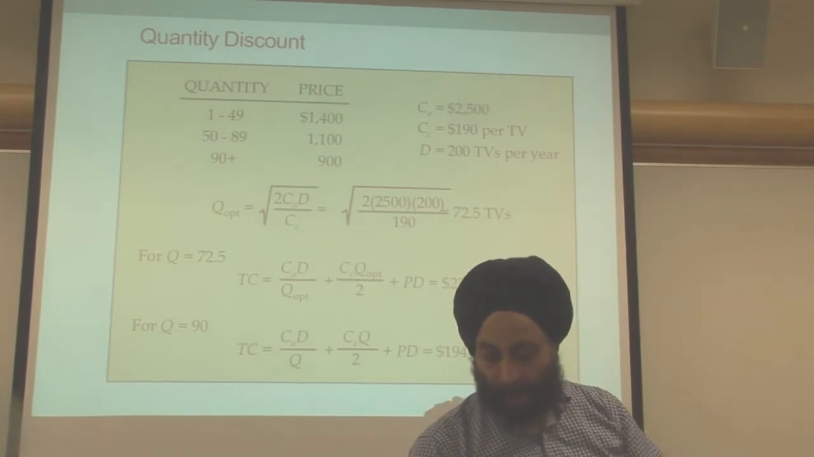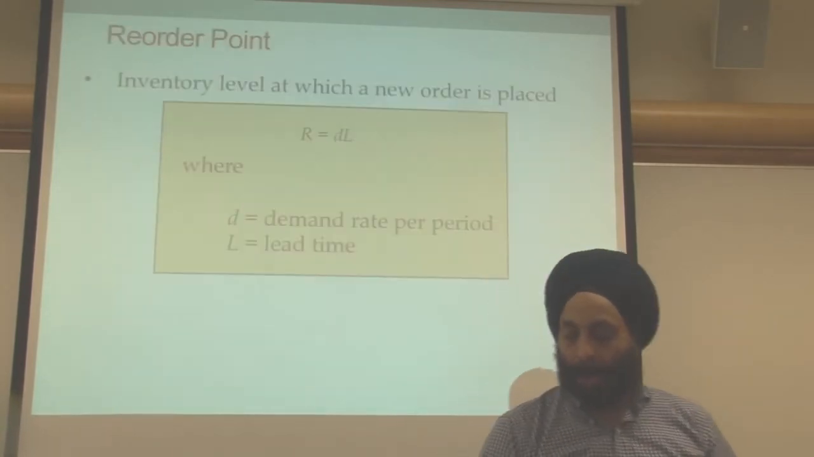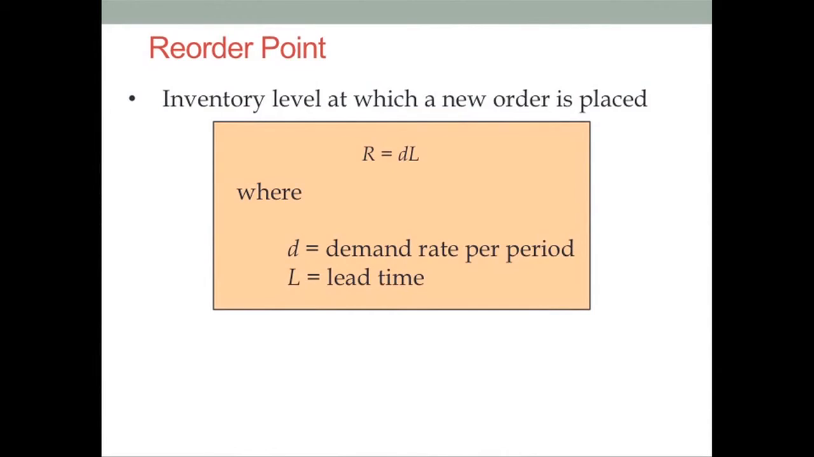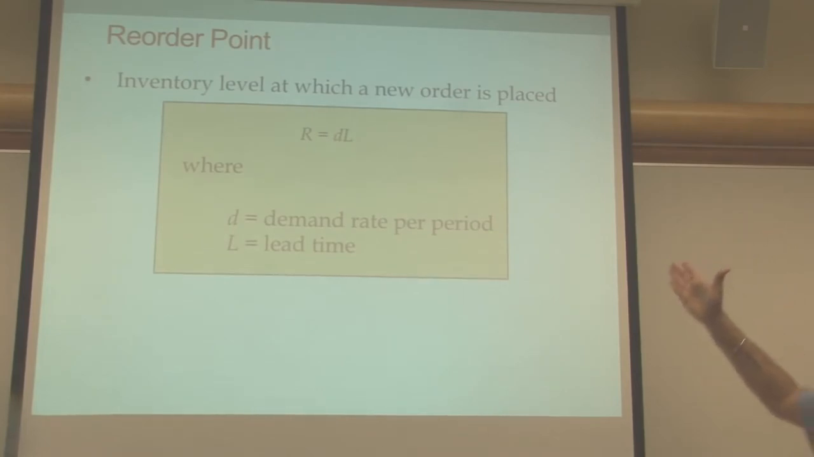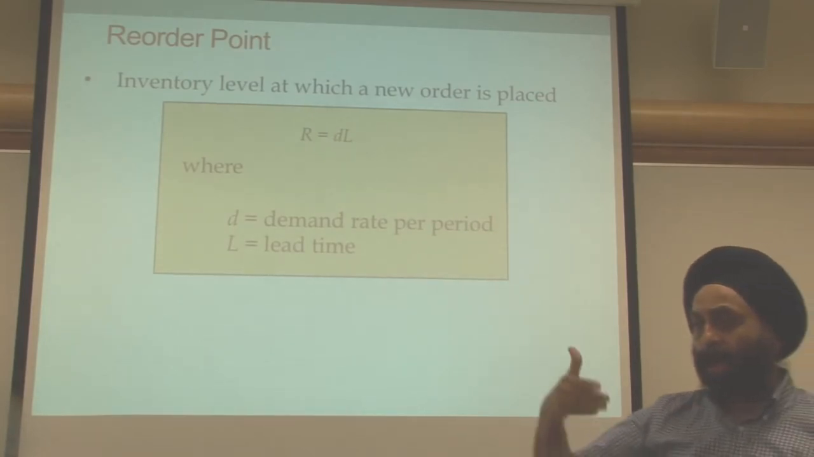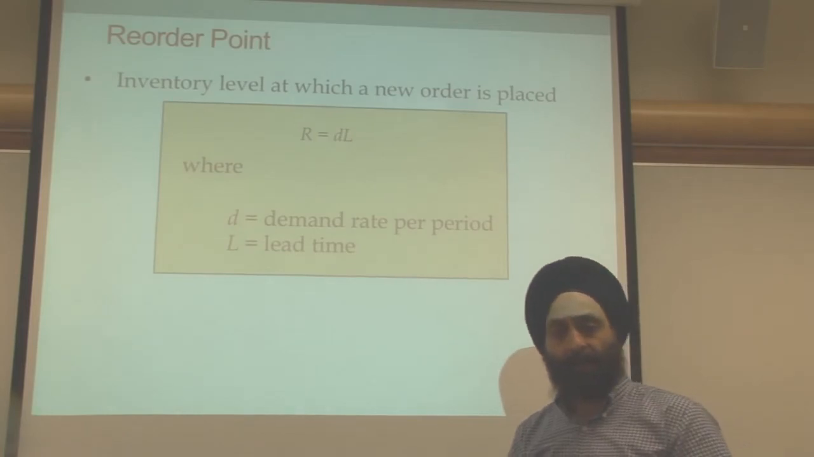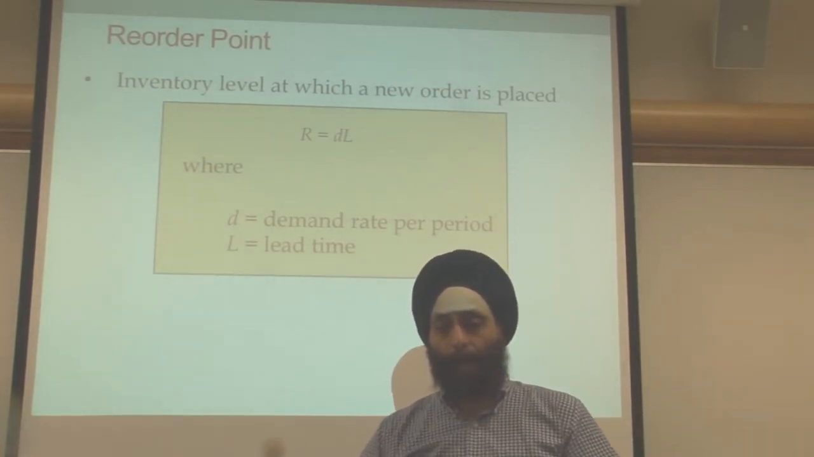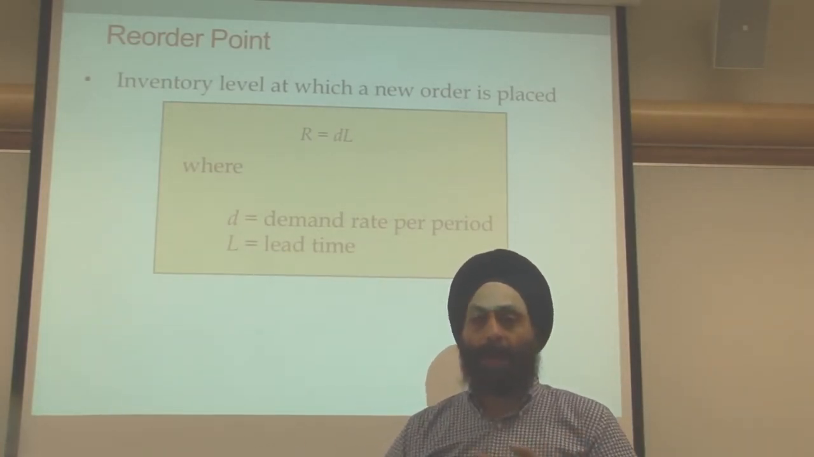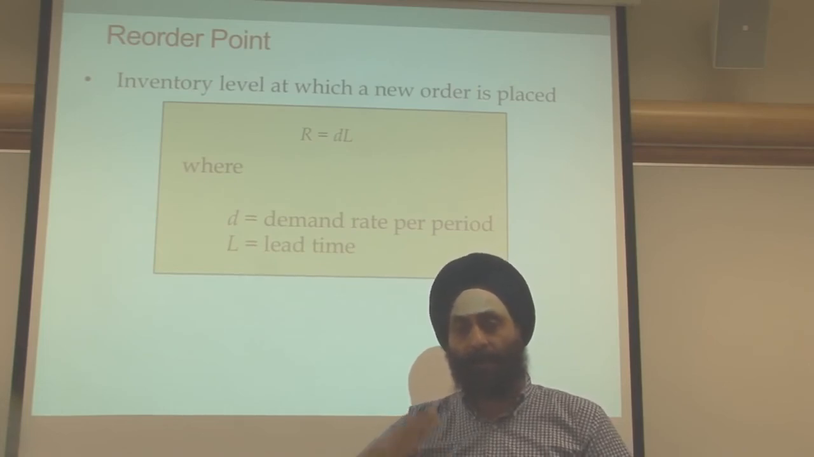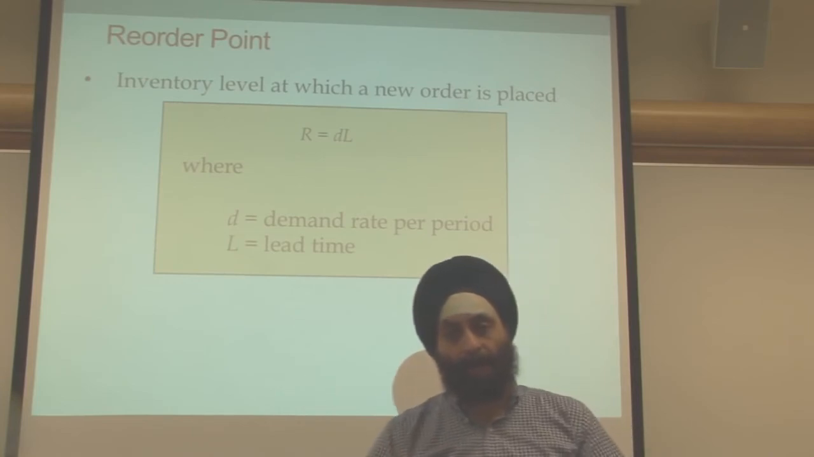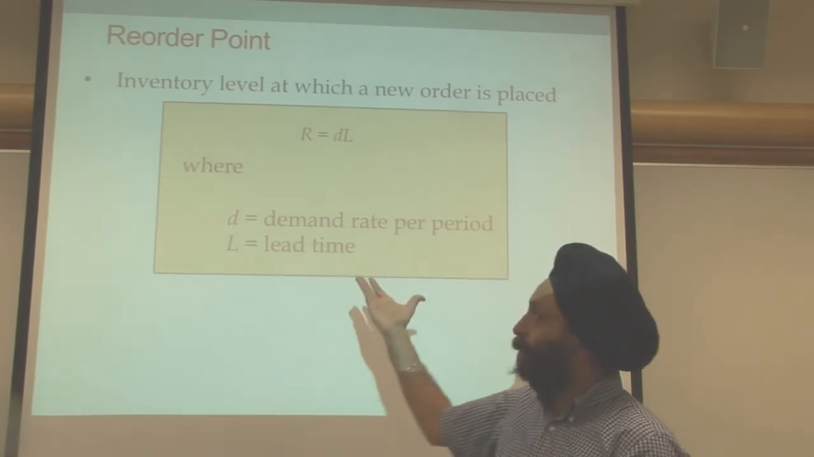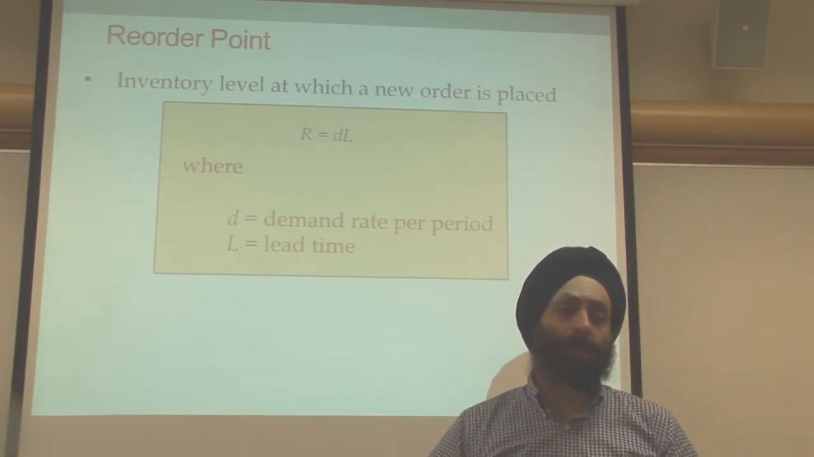So that's a quantity discount model. Next, we'll look into the reorder point. In this case, the reorder point is the inventory level at which new orders should be placed. It's almost like looking at the reserve dial on the vehicle dashboard and seeing at what time the reserve light comes on when the gas has reached a certain point. Same logic over here. What is the time when we should place an order?